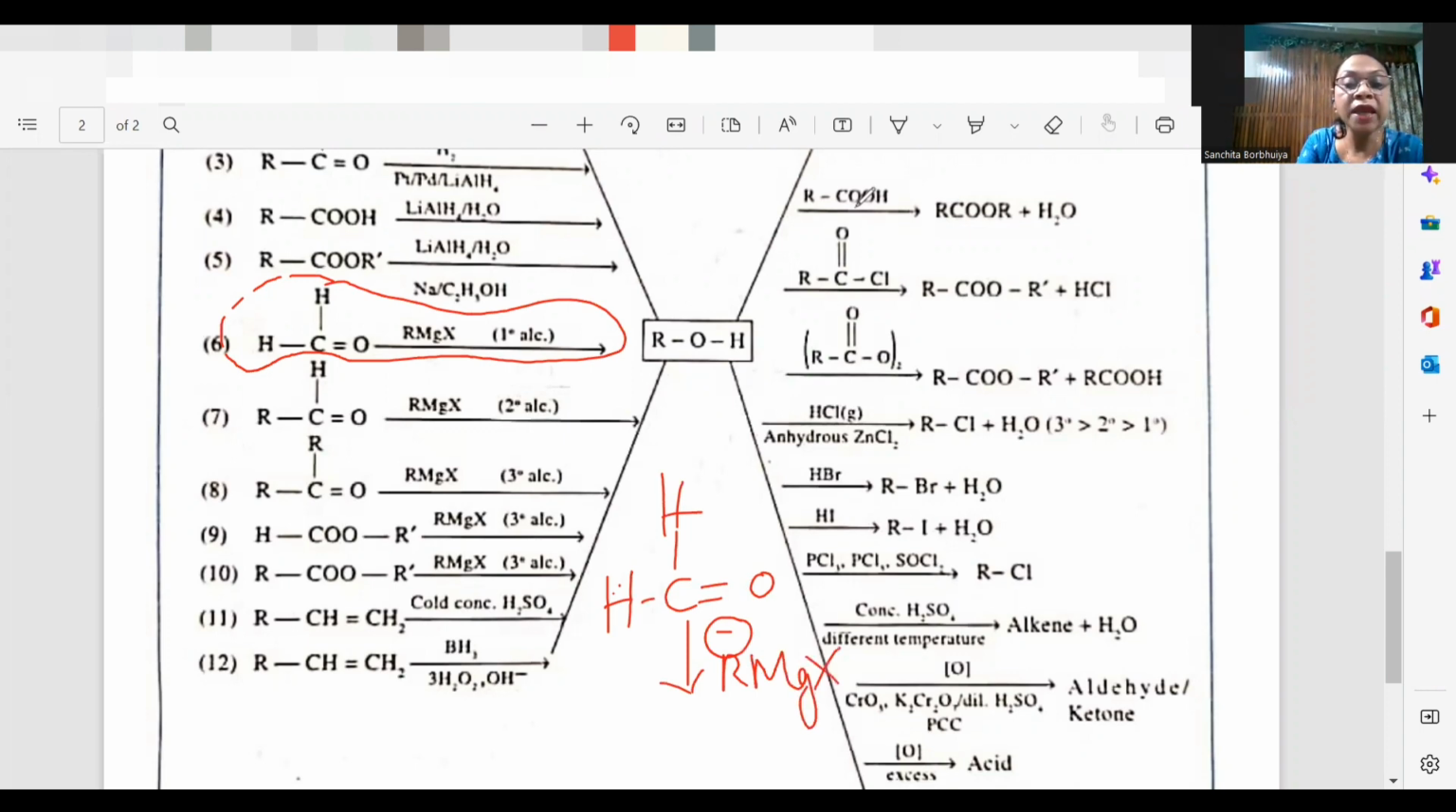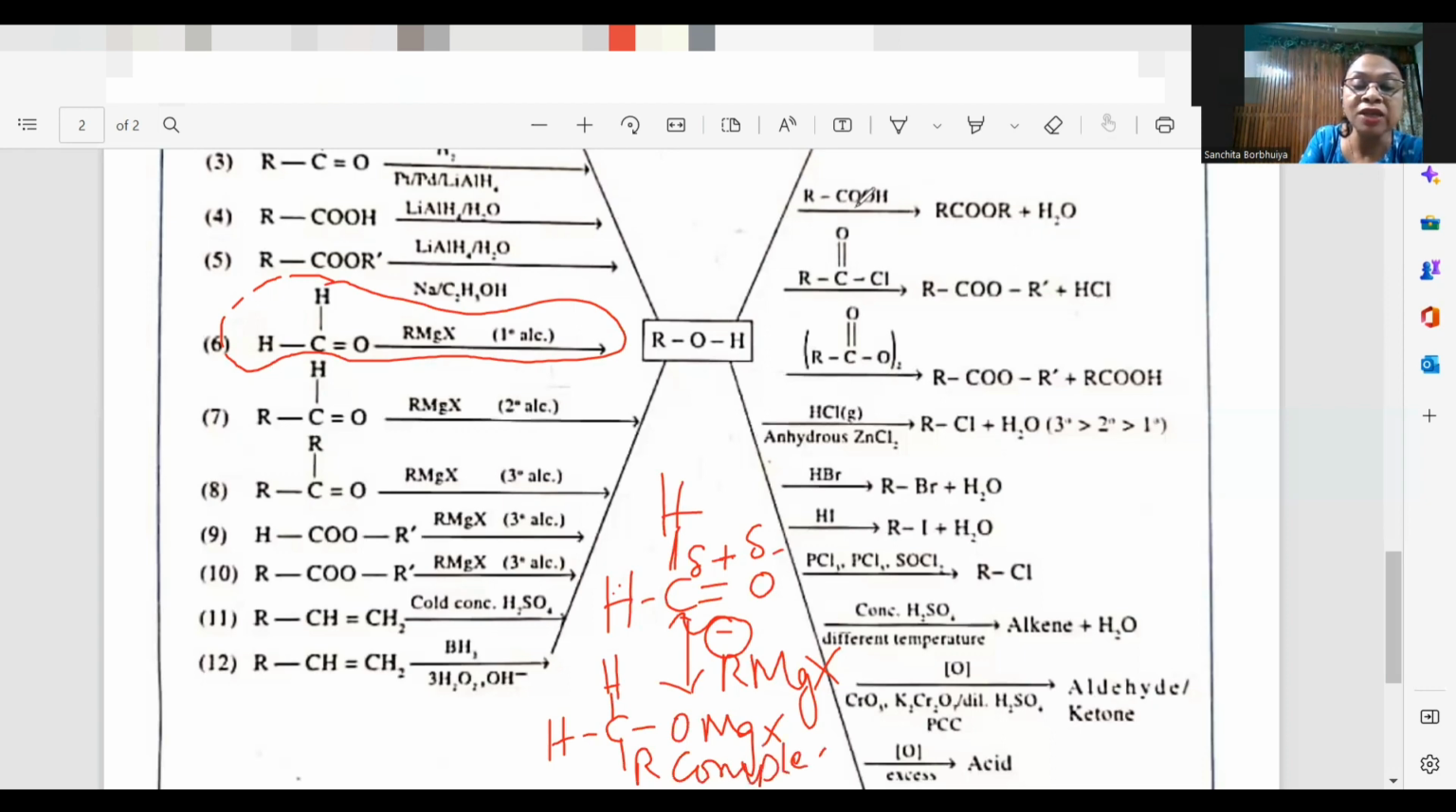So the negative gets attached to the carbon. Now why carbon? Because carbon is delta plus and oxygen is delta minus because of the difference in electronegativity between carbon and oxygen. So the R attaches to the carbon. You form the complex HCHOMgX and the R is here. You need to definitely write the complex when you're writing any board exam. Any written exam demands the complex to be written down.